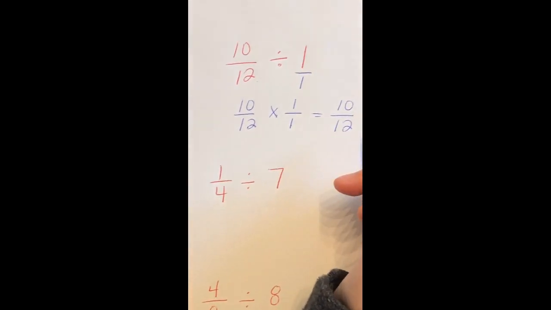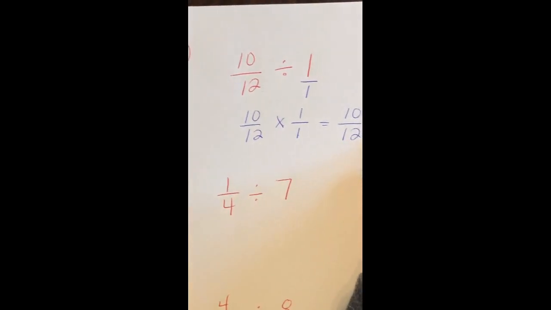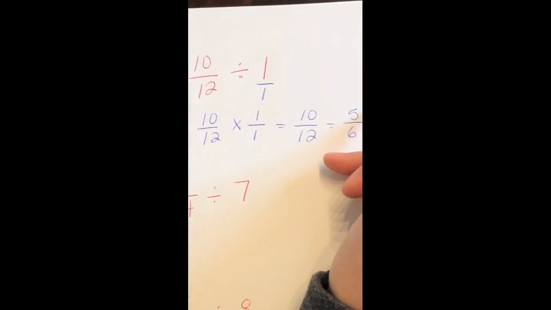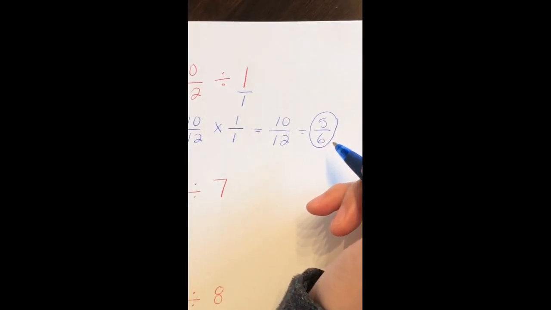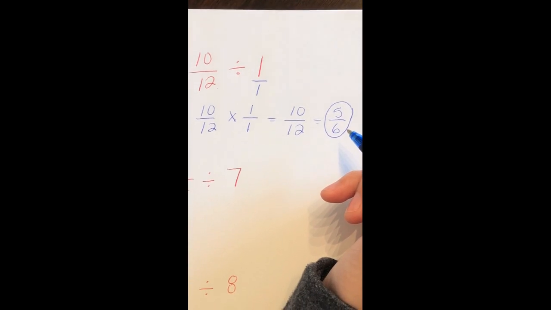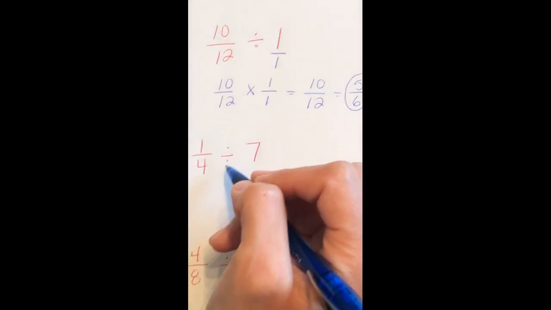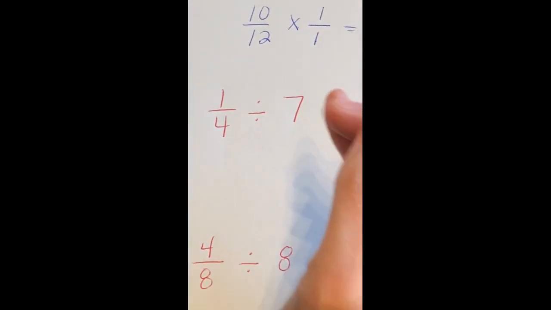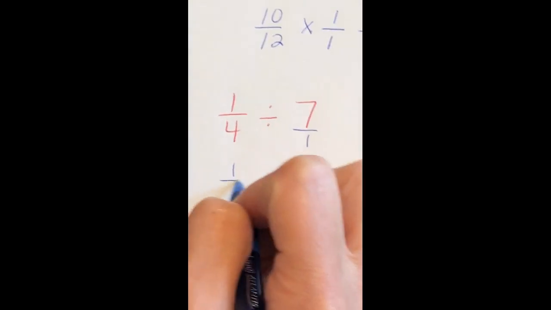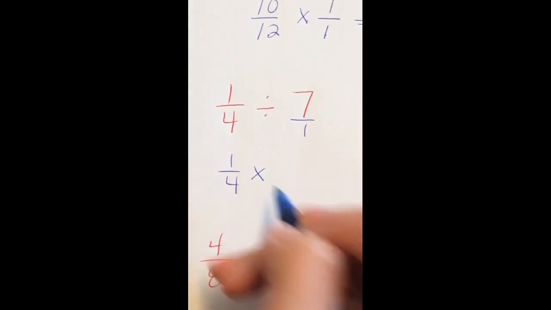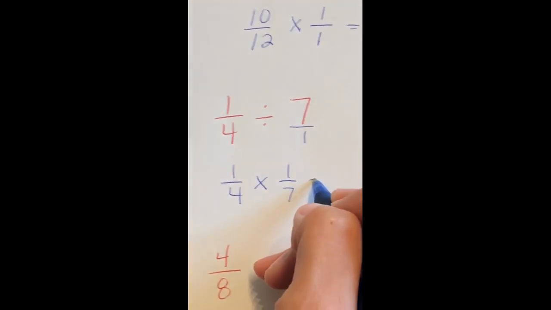I can divide them both by 2 because they're even numbers. 10 divided by 2 is 5. 12 divided by 2 is 6, so the answer to number 1 is 5/6. Let's take a look at number 3. Number 3, we have 1/4 divided by 7. Remember, we're going to put 7 over 1, and then we're going to start our problem. 1/4 times my reciprocal. So instead of 7 over 1, it's going to be 1 over 7.